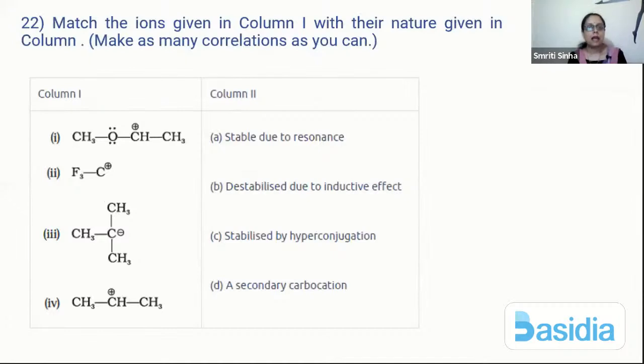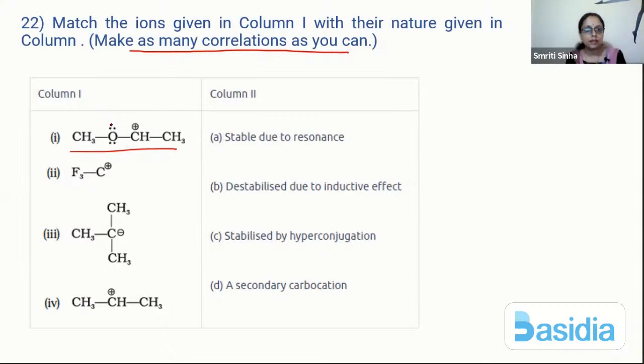Next, match the ions given in column 1 with their nature in column 2. So you have to see these ions and match them according to their nature in column 2. So it is not necessary that you will get only one answer. You can make as many correlations as you can. Okay, so for the first, if you see here, you can see here inductive effect also correct. Here there is a carbocation also. So many things are there.